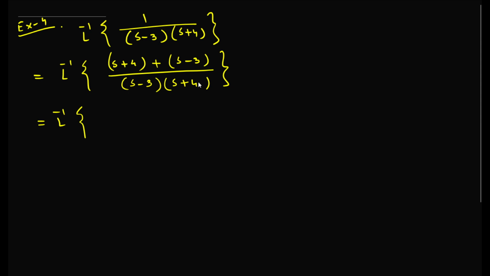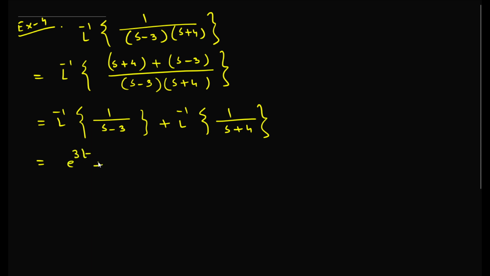Now if you divide it, when you divide this, s plus 4 cancels out, so you'll get 1 by s minus 3, and for the second one, s minus 3 will be cancelled out, you will get 1 by s plus 4. So now the standard result: this is e to the power 3t and this is e to the power minus 4t. Finish.